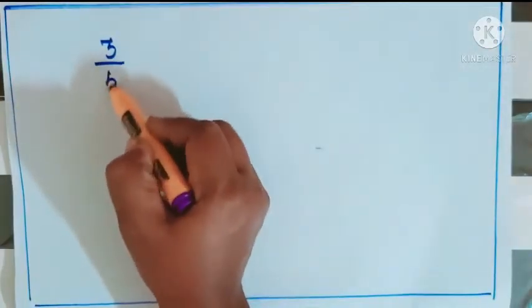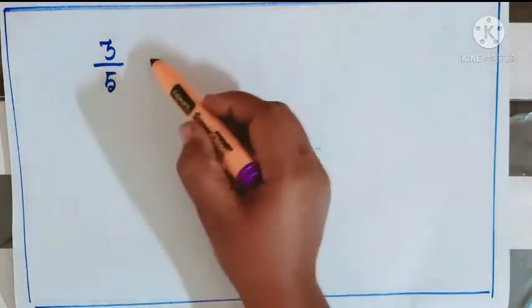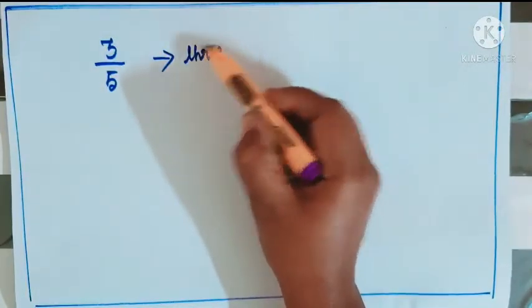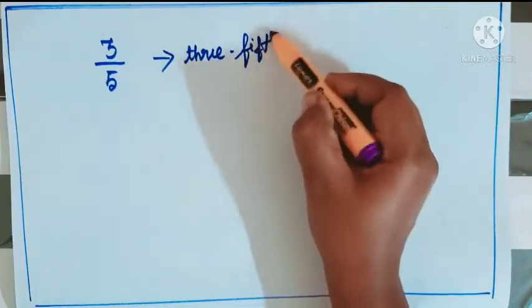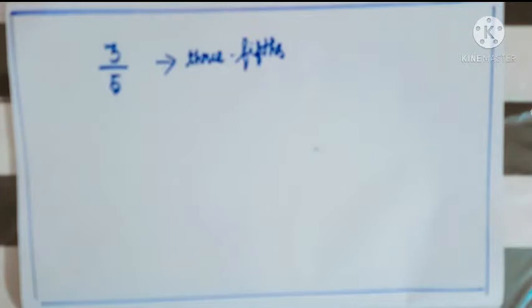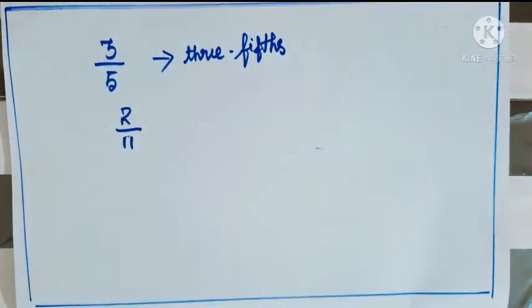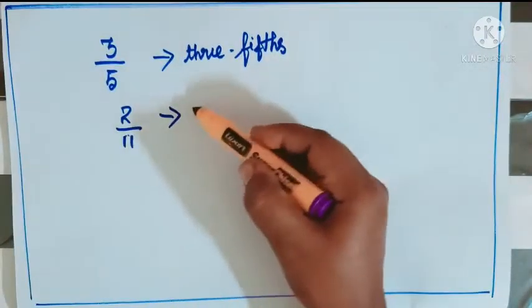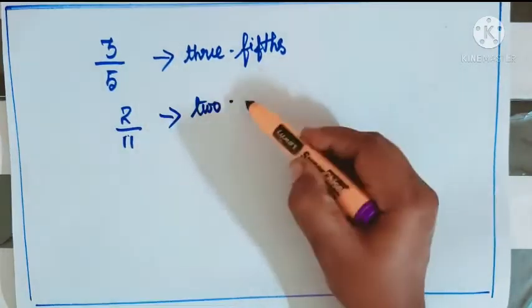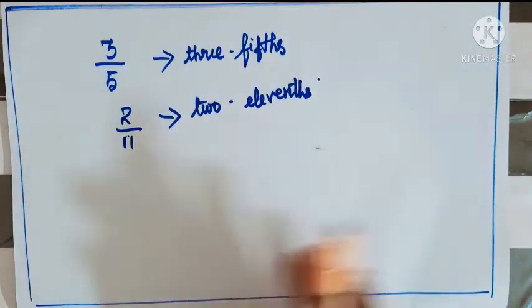Now, how can we say this in words? If I say 3 by 5, how can I represent it in words? I can represent it as 3 fifths, F-I-F-T-H, fifth, with an S, fifths. If I write 2 by 11, then I write 2 elevenths, like that you will write.